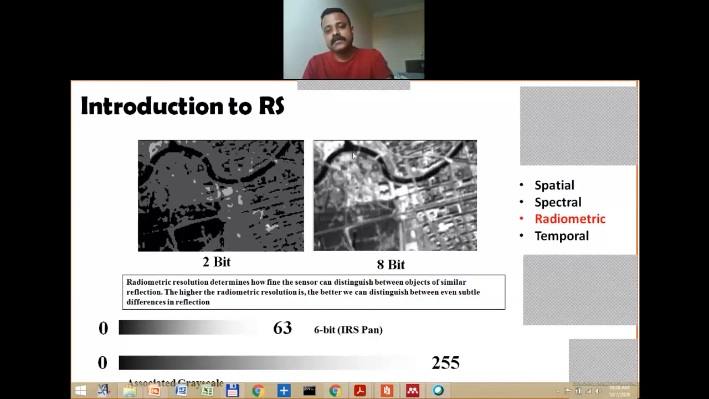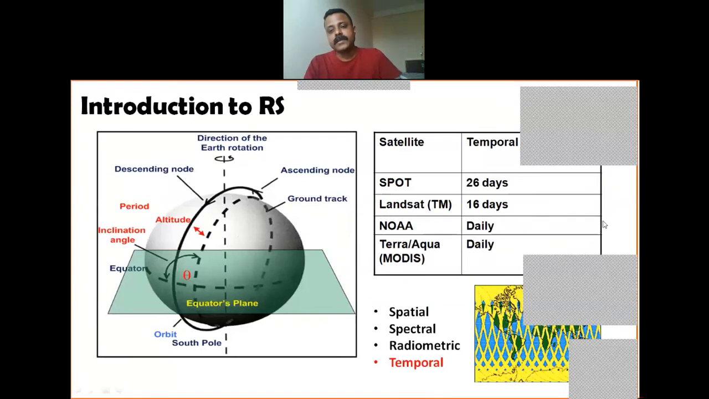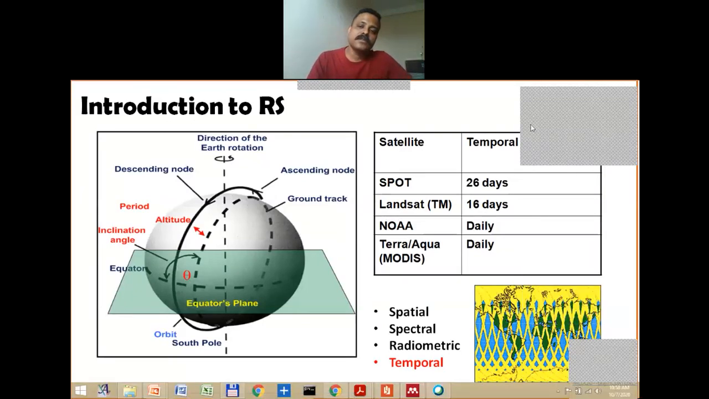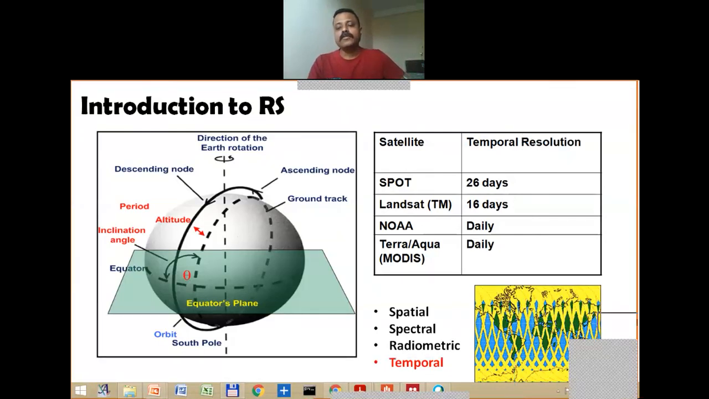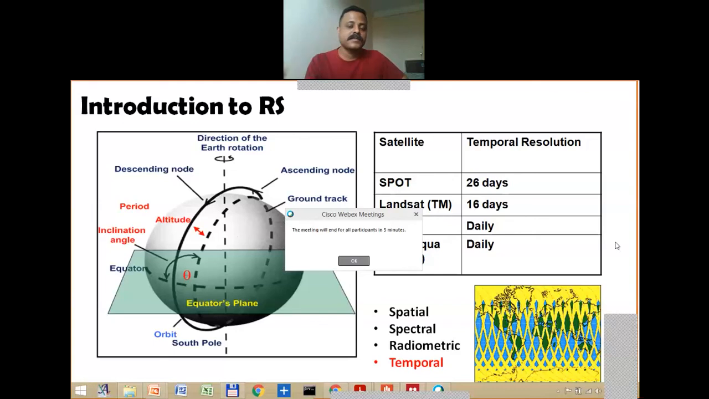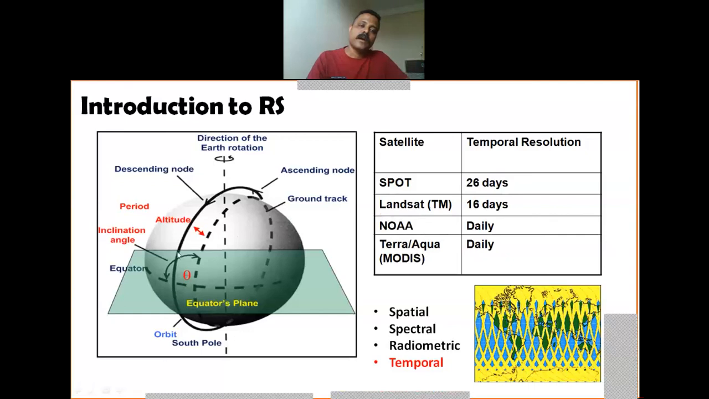Then the last one is the temporal resolution. Temporal resolution is indicative of the amount of time which is needed once the satellite is rotating over this part, and at the moment it is capturing information. Suppose today the satellite is capturing information or a photograph of this particular area. You can see it on the screen, right? My mouse, I am moving.